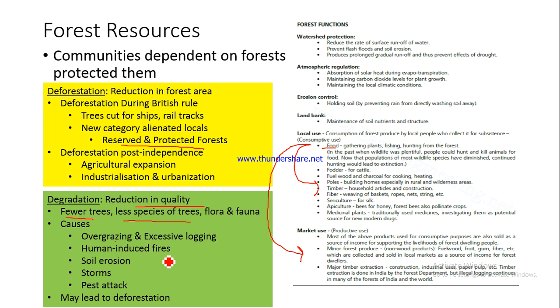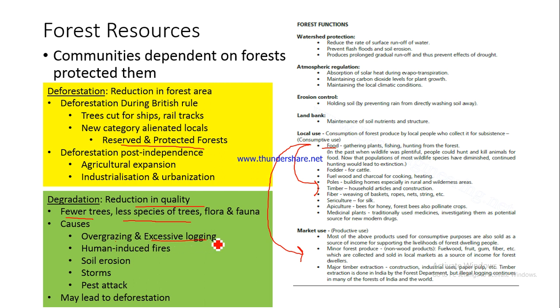Human induced fires can also degrade the quality of the forest, and this is something which is common in Uttarakhand, also in the Uttarakhand hills. Then soil erosion, and I've talked about how soil erosion takes place. Then storms, again storms would not only destroy the trees, would not only damage the tree cover, the tree canopies, but they would also cause soil erosion. And pest attack would infect the trees and the vegetation, and actually the number of trees would decline.